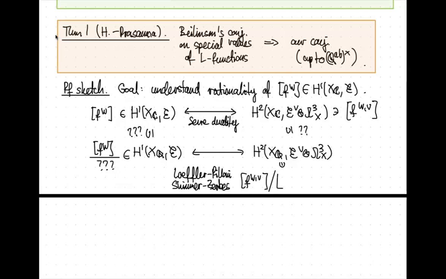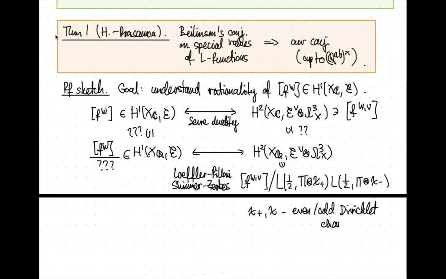In any case, this class in H2 is rational after you divide it by some L values, tensor chi minus. Chi plus and chi minus here are even and odd Dirichlet characters. What I'm actually saying is that maybe there's an integral representation for this product of L values that involves this Whittaker normalized form. And so the rationality is predicted by the rationality of these L values.